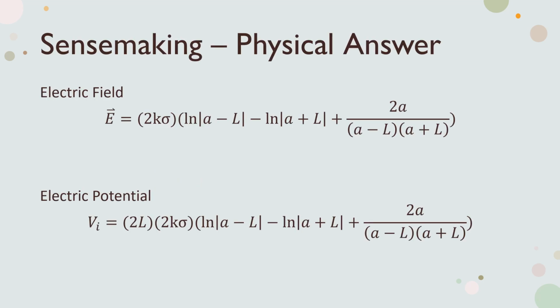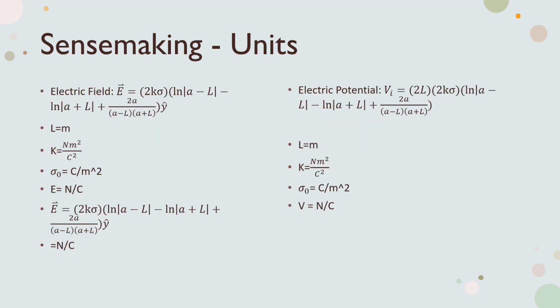The next part of this problem is to make sure our answer makes sense. Sense making, physical answer. Here we have the two expressions that we ended up with, and right now they're a little bit hard to make sense of. So to help with this, we are going to look at our other sense making strategies so we can better support our answer of why these do make sense. For our group, the first part is doing our units to make sure that they cancel out to get the units that we want.